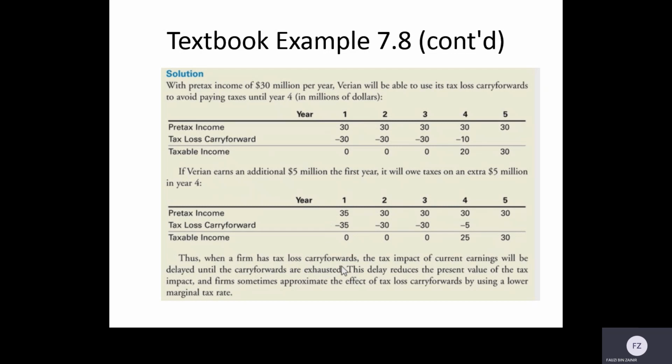Therefore, when a firm has a tax loss carry forward, the tax impact of current earnings will be delayed until the carry forwards are exhausted. So you can see that all the amounts are exhausted, and only then will the normal taxable income on current earnings resume. This delay reduces the present value of the tax impact, and firms sometimes approximate the effect of tax loss carry forward by using a lower marginal tax rate. Okay, so that's more or less how the tax carry forward is computed.